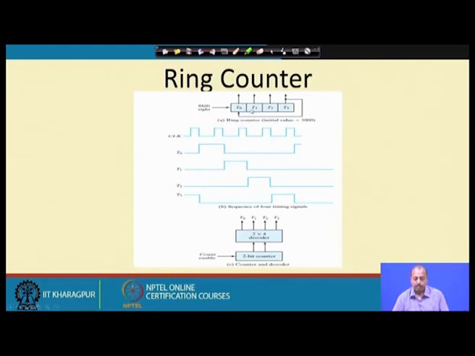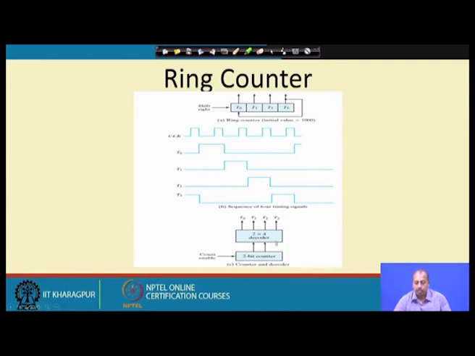Otherwise, this is a shift register, so the values are shifted. This T2 value, which was initially 0, comes to this, and then we can have this type of shifting. It will be generating the count in the sense that it will first be 0 0 0 1 and then 1 0 0 0, then 0 0 0 1, 0 0 1 0, 0 1 0 0 and 1 0 0 0.